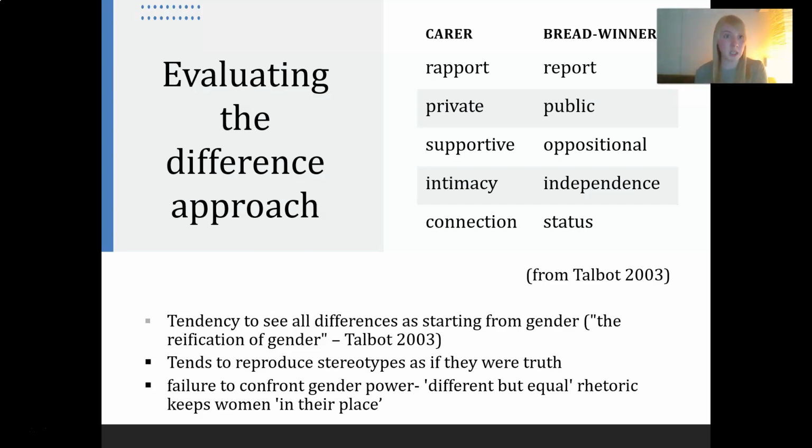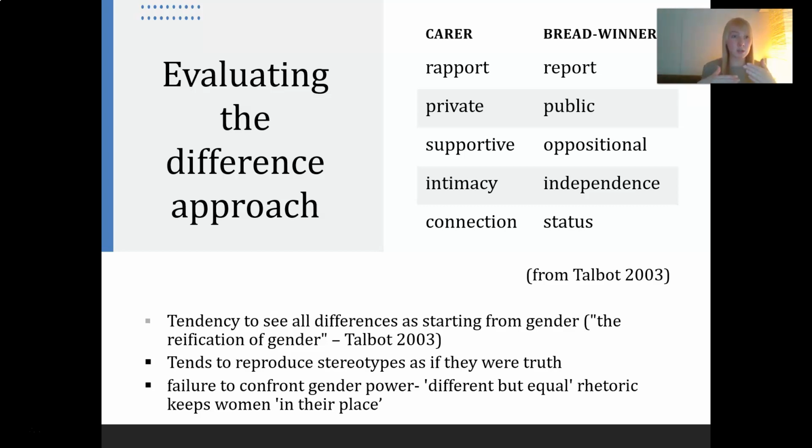So it makes that assumption that gender is at the root of these differences that we observe. As a result, the critique that was levied is that it tends to reproduce those stereotypes as though they were the truth, and it fails to confront gender power. This different but equal rhetoric, Talbot suggests, inadvertently still keeps women in their place, because it suggests, well, you just talk differently and that's fine, that's really great, so please continue to carry on letting people interrupt you, and feeling like you can't be assertive and being called bossy if you speak up in a meeting.